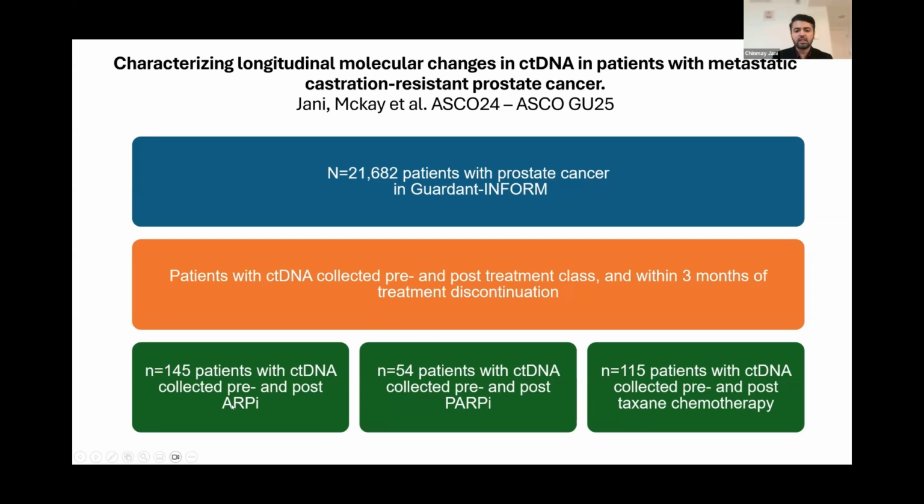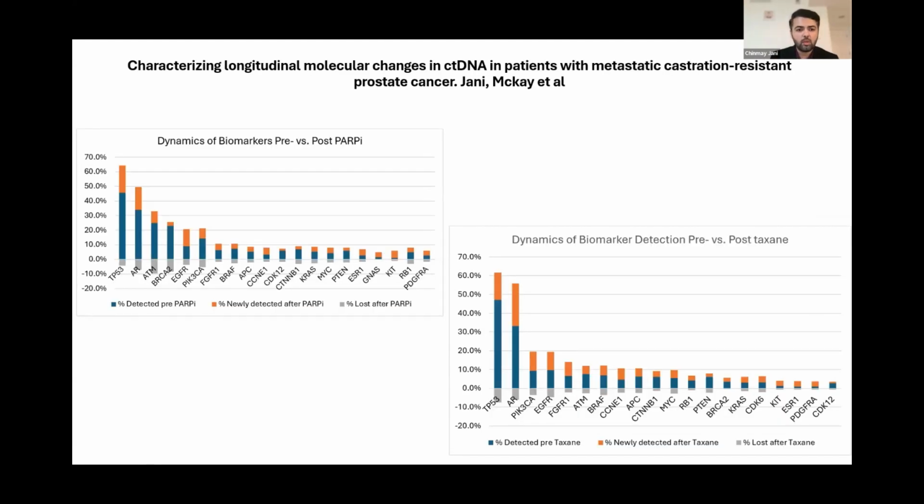One was ARPIs, which are androgen receptor pathway inhibitors. PARP inhibitors, which are for those patients who have BRCA or similar mutations. And the third was taxanes, which are the chemotherapy utilized in various different solid tumors as well. What we saw, if you look at the orange colored portion of the bar graph, is that these were all newly detected mutations after PARP inhibitors, which can sometimes be used in non-small cell lung cancer, as well as taxane chemotherapy, which can be used in non-small cell lung cancer as well.